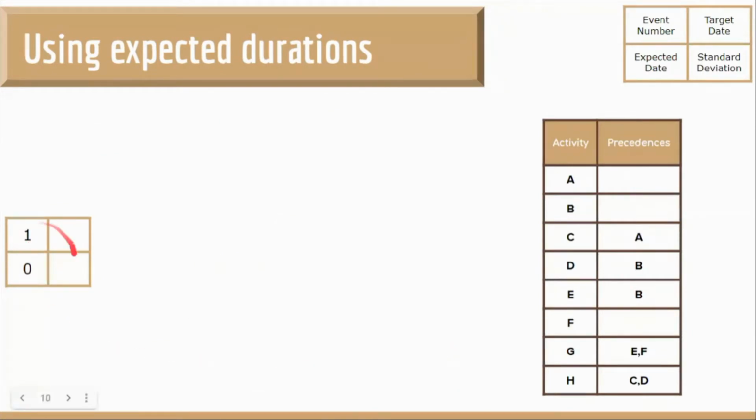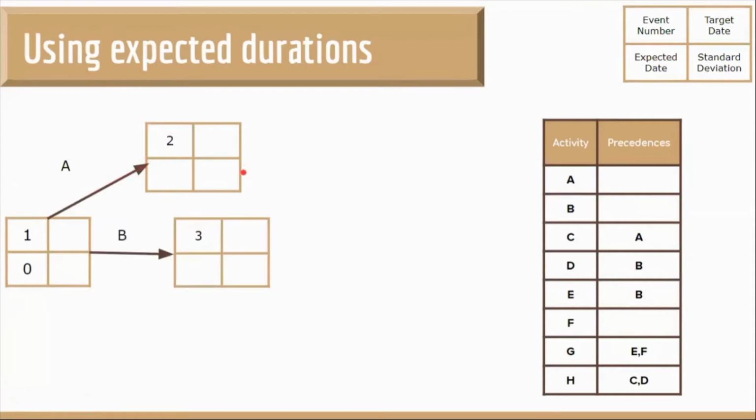So we have the starting event, which is event number 1. Obviously, the expected date will be 0. Activity A happens, which leads to event number 2. Activity B leads to event number 3. We can see from the table that soon after A and B, we can start C and D respectively. So D and C happen, which leads to event number 4.